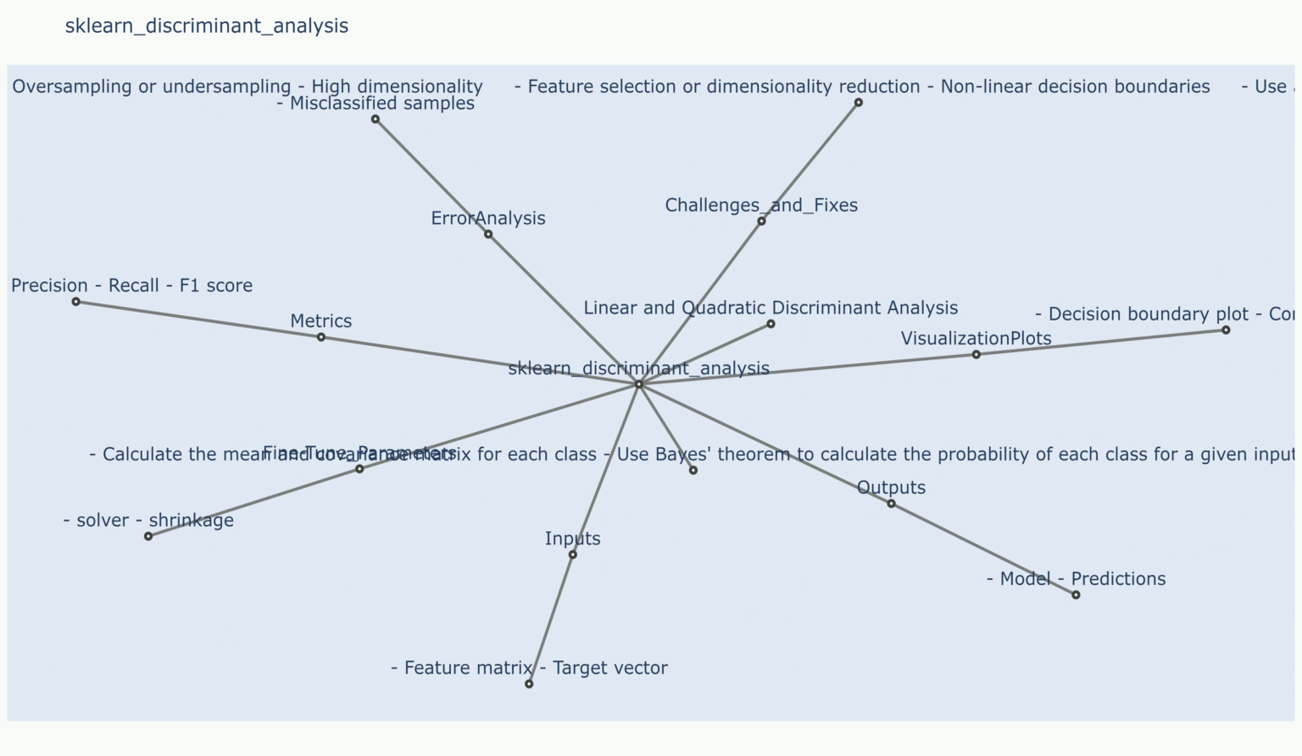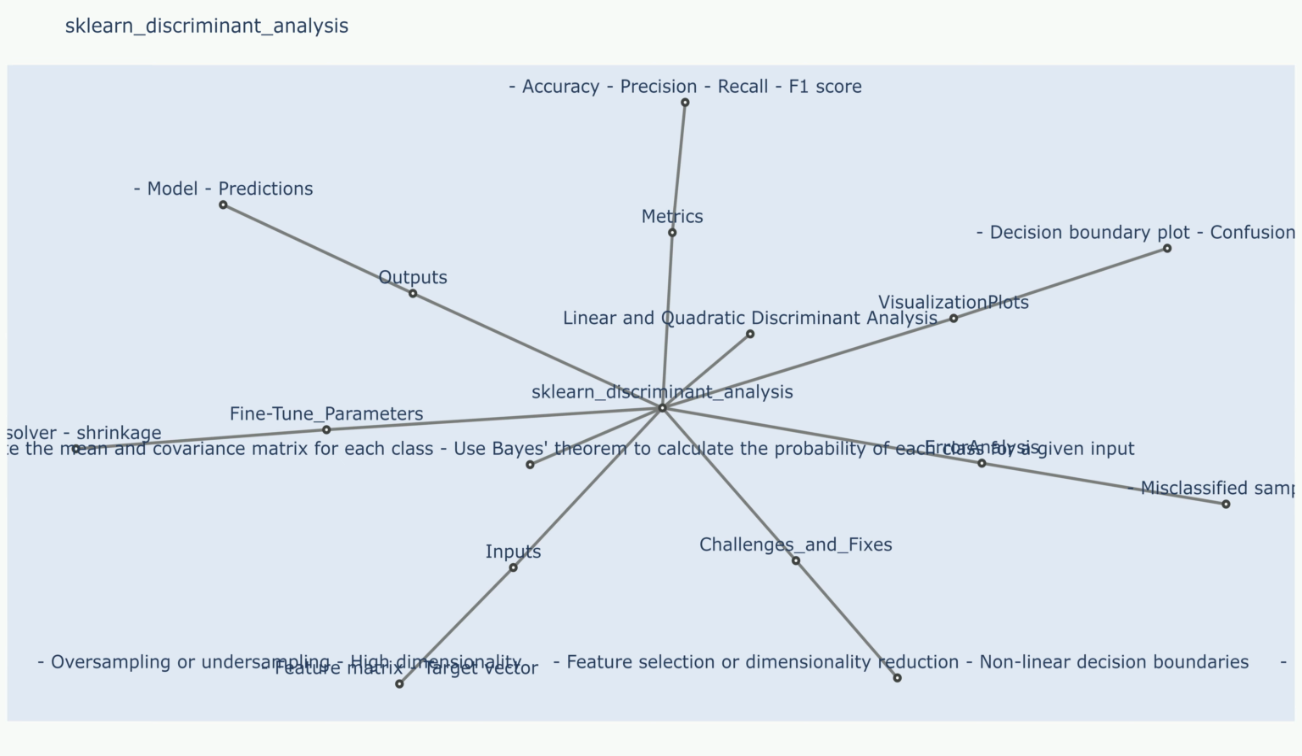Priors. Prior probabilities of the classes. If not provided, the priors are estimated from the data. Store covariance. Whether to store the covariance matrices of each class in the fitted model. This can be useful for later analysis. Uncertainty methods. Confidence scores. Models can provide confidence scores for each prediction, indicating the certainty of the classification. Probabilistic predictions. Some models offer probabilistic predictions, giving the probability of belonging to each class.